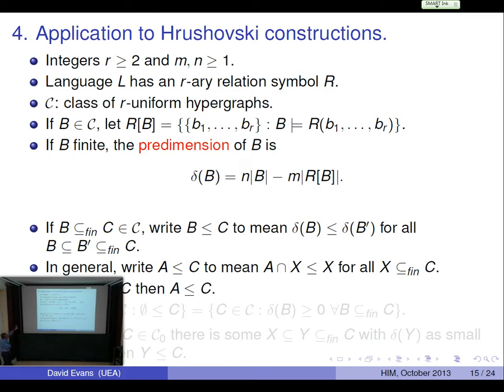All of this is due to Hrushovski. This is the notion of a substructure being strong in the larger structure. It's a nice notion because it's transitive, for example. So if A is strong in B and B is strong in C, then A is strong in C. Well, it requires a proof. It's not completely obvious, but it's true. And then you take C0 to be those structures in which the empty set is strong. So what that means is that delta of B is greater than or equal to 0 for every finite B.